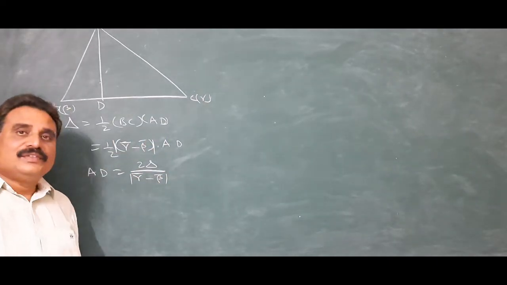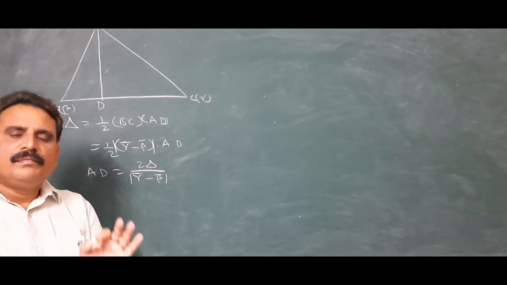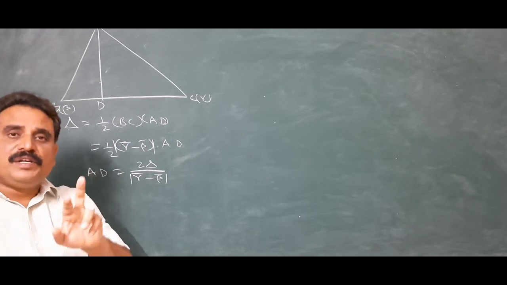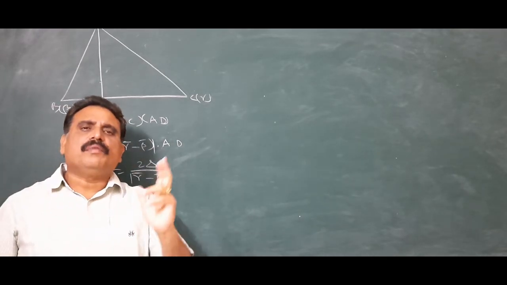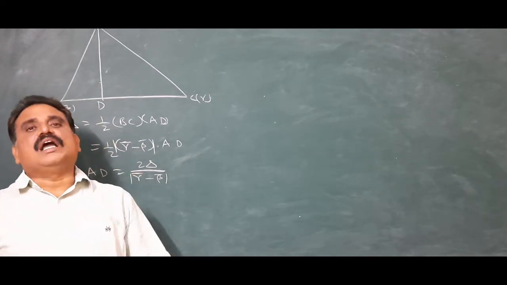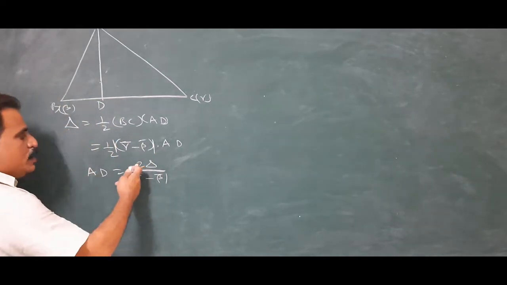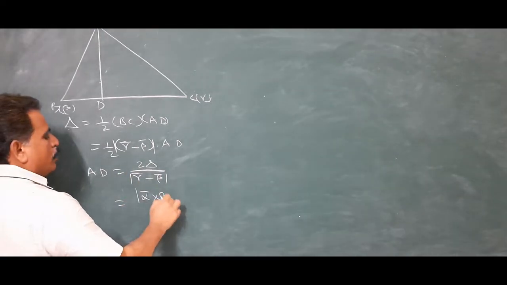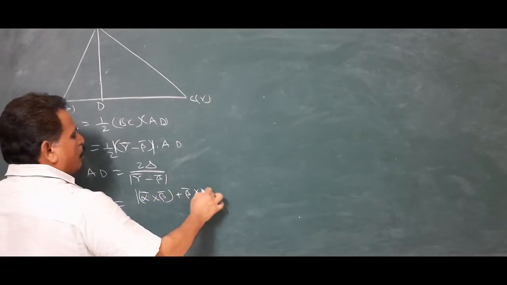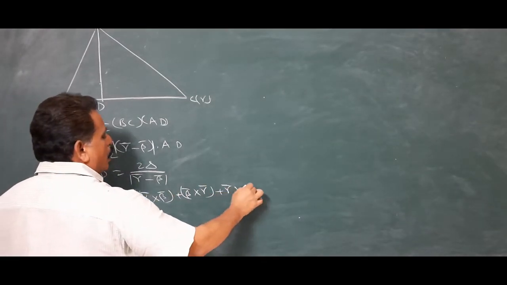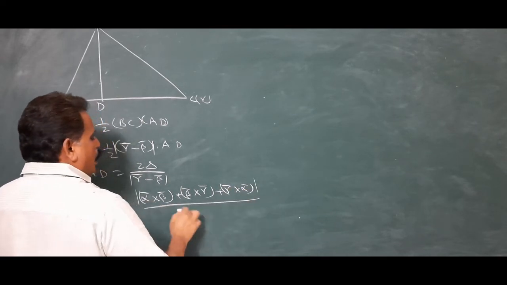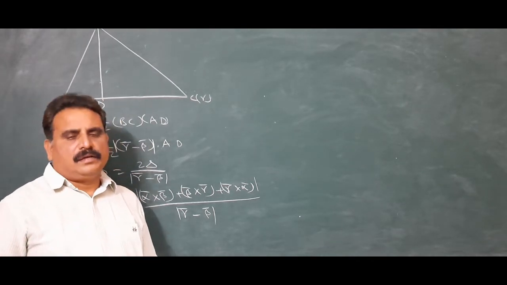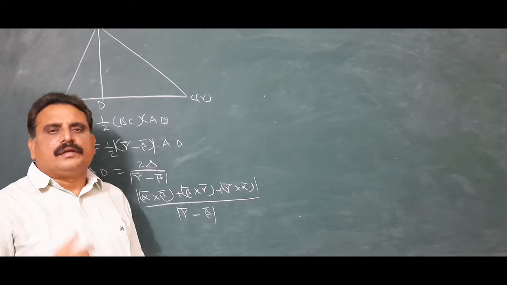Here delta is half modulus of alpha bar cross beta bar plus beta bar cross gamma bar plus gamma bar cross alpha bar. That means the 2 cancels, leaving modulus of alpha bar cross beta bar plus beta bar cross gamma bar plus gamma bar cross alpha bar. Check the option, that is divided by modulus of gamma bar minus beta bar. That's it. You can easily identify the option by calculating like this.